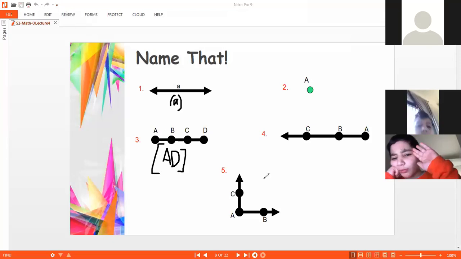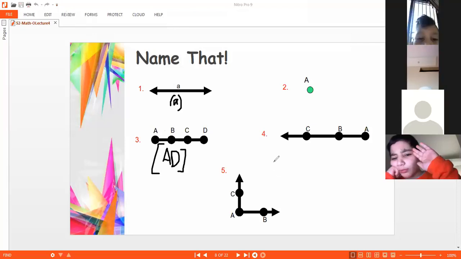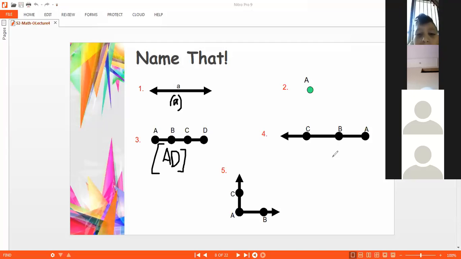Ali Fawaz. Yalla, number four. That is a ray. Yes, it's a ray. Very good. Now, what's the name of this ray, Ali? AC. Very good. It's closed on what? It's closed on A. Very good. It's open on C. Excellent. Let me just write it. It's closed on A and it's open on C.